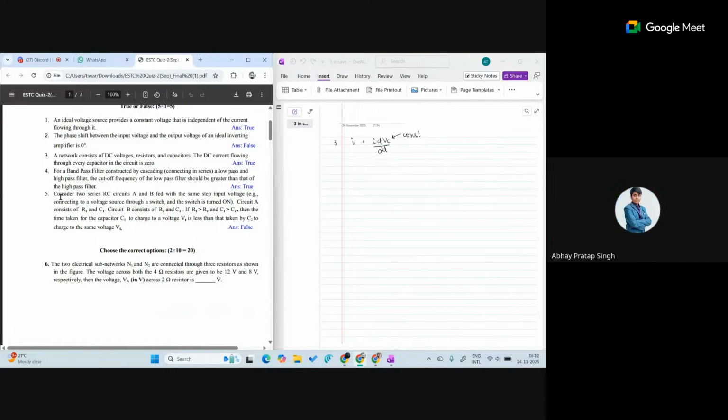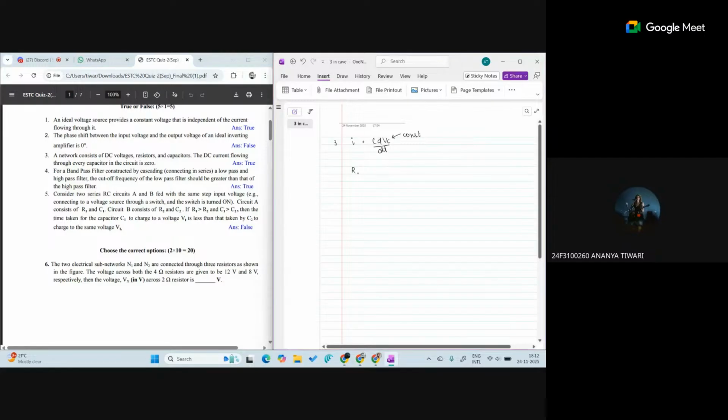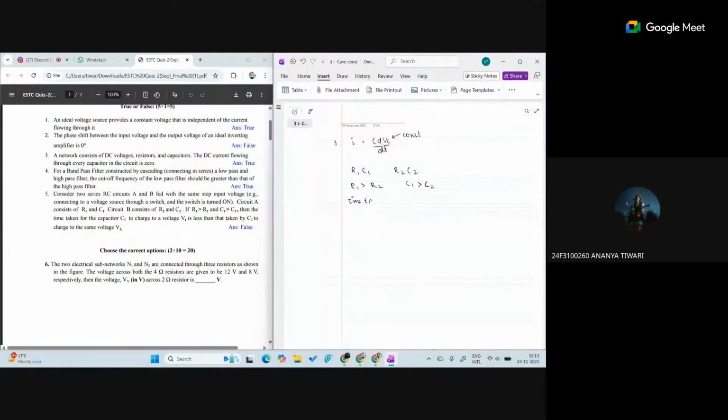Yes, ma'am. Okay. So in this question, we are given the RC circuits A and B, and it is said that in circuit A, we have R1 and C1, and in circuit B, we have R2 and C2. And they said that R1 is greater than R2 and C1 is greater than C2. So the time would be taken more by B. It is written here, but this will not be true because the time taken is not the same, because we have R1 and C1 high.